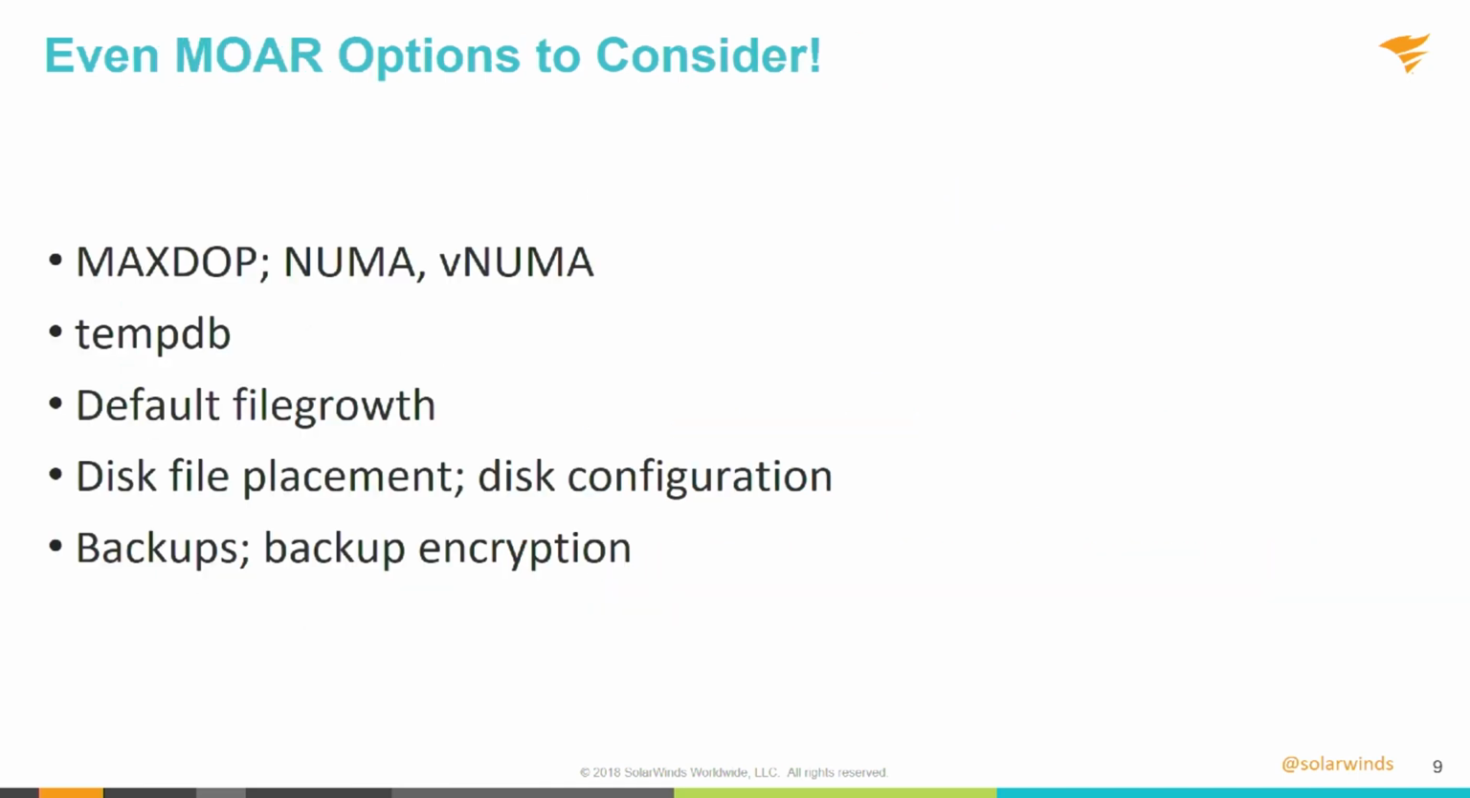Other options that we haven't really talked about. Yep. MaxDOP, trying to align NUMA or vNUMA for your servers as well. TempDB has options, default file growth, disk file placement, disk configuration, backups. Default backup location, right, is the configuration option for you. All of these things are things that you need to consider.